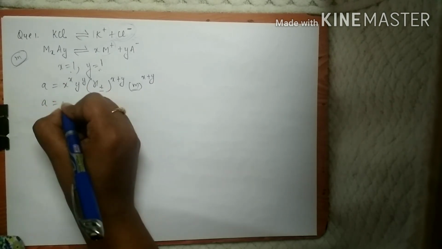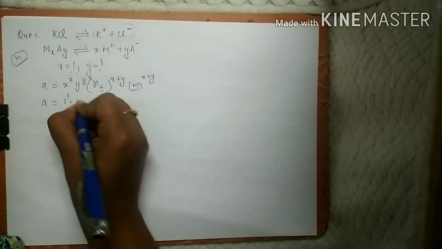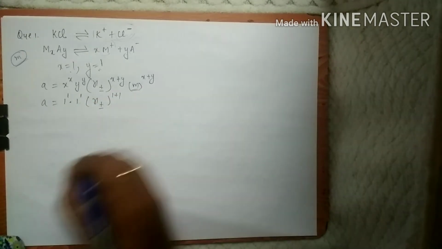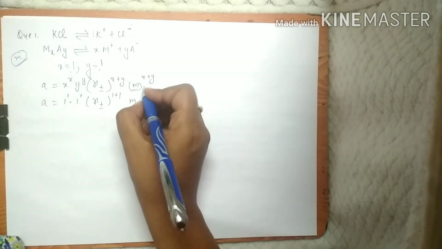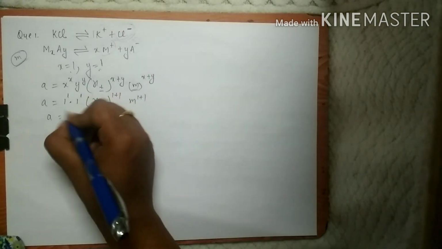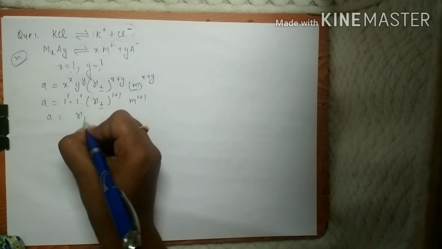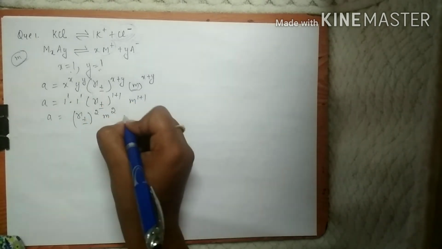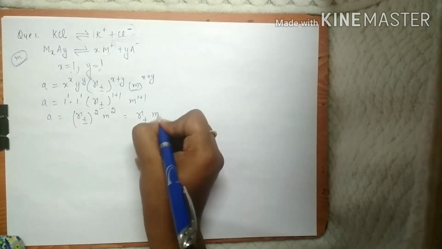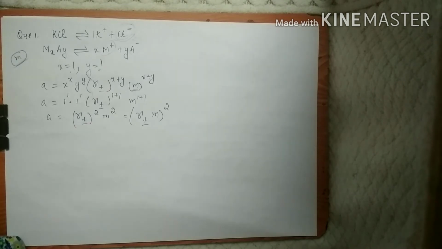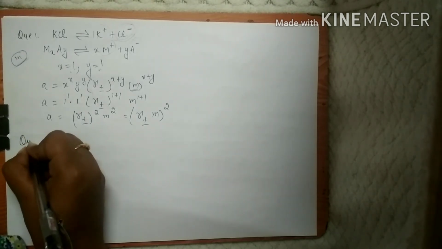A will be equal to 1 to the power 1 into 1 to the power 1 into gamma plus minus to the power 1 plus 1 into m to the power 1 plus 1. So what will we get? 1 gamma plus minus to the power 2 m to the power 2, or you can say gamma plus minus m to the power 2. This is your answer. Okay, so now we'll move on to the second question.